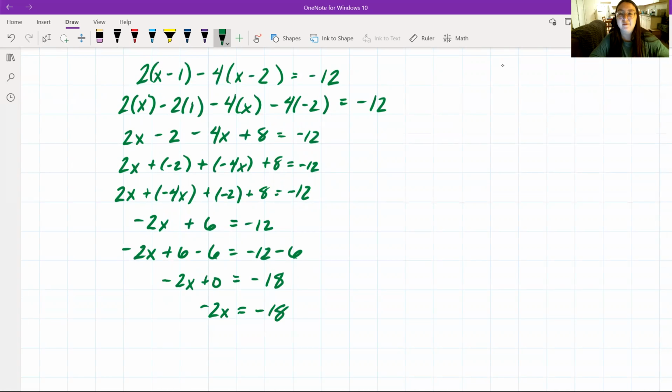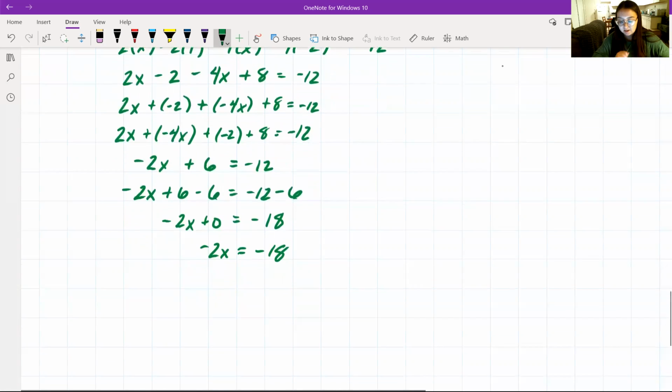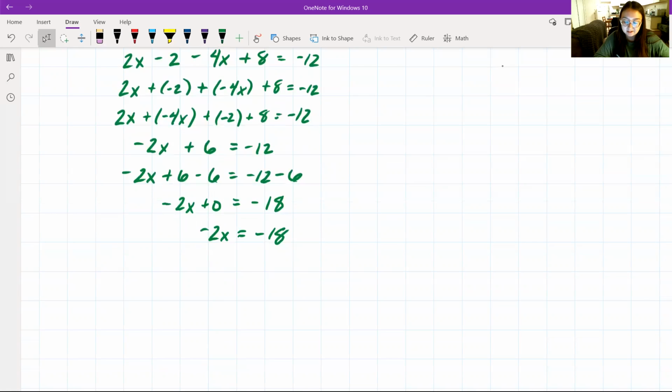So now we have negative 2x is equal to negative 18. We have two options here. We can either multiply each side by the reciprocal of 2, or we can just divide by 2 on both sides. Or what we can actually do is divide by negative 2, so then we can get rid of the negative on our left-hand side. If we divide by negative 2, this is really giving us negative 2 divided by negative 2 times x is equal to negative 18 divided by negative 2.